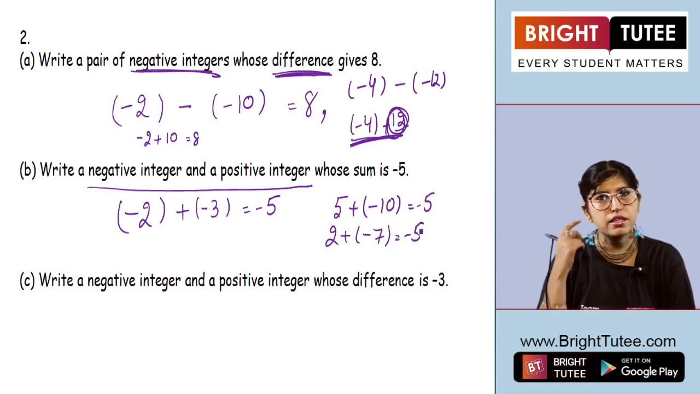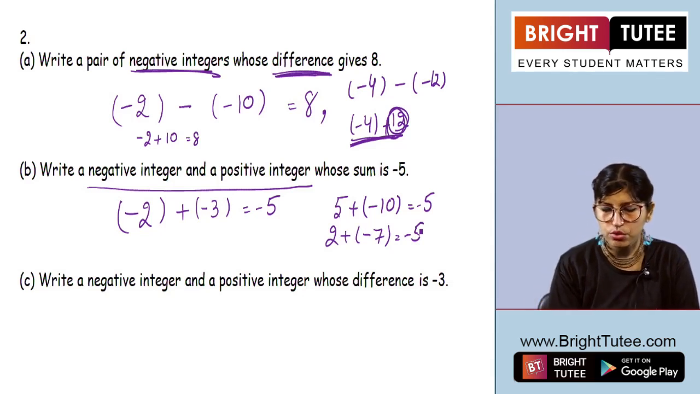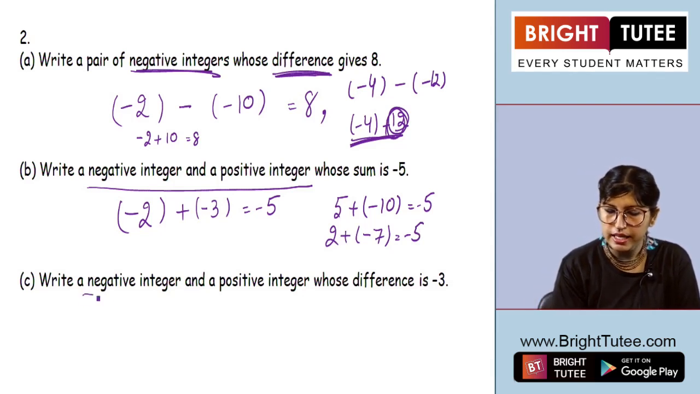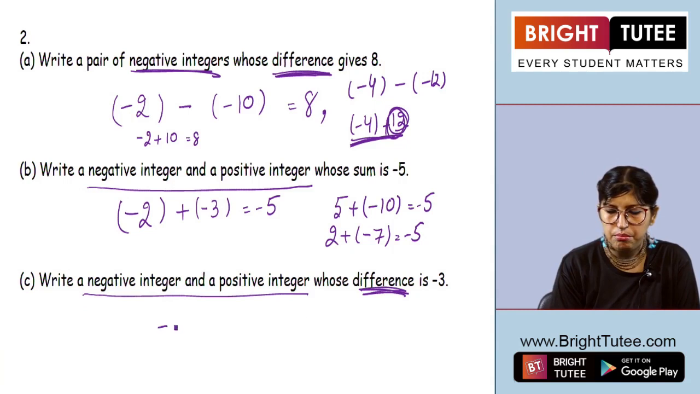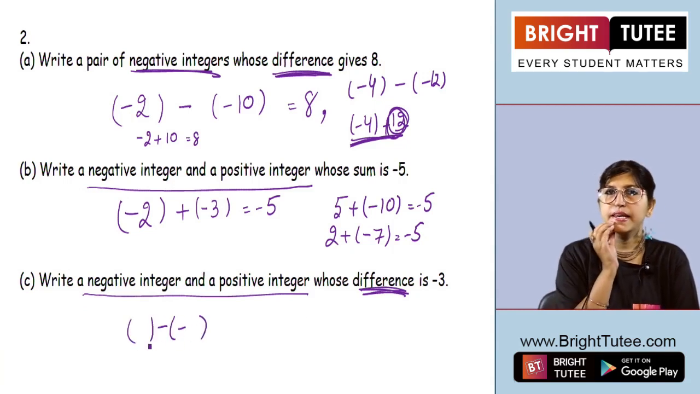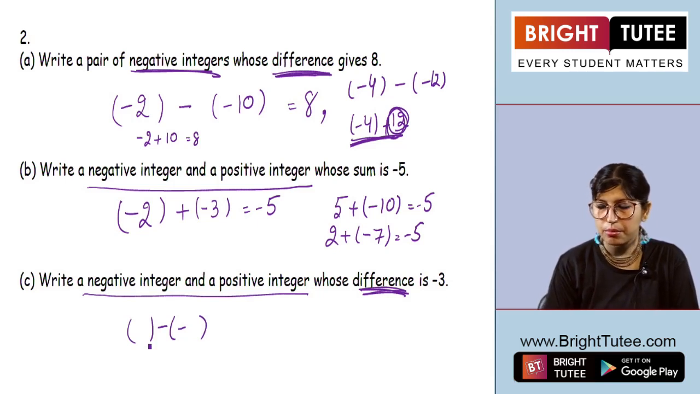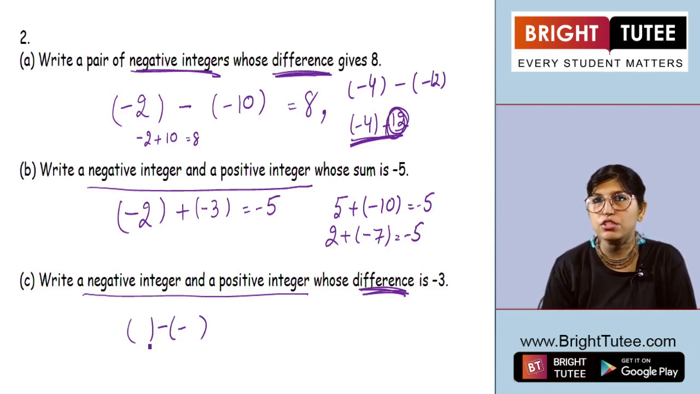So once you understand the concept, you can easily find out the pairs which we have. Now let's move on to the C part. Now it says again, I need a negative and a positive integer, but the difference should be -3. So in this sense, that should be somewhere like this. So there will be a positive number, so there will be difference, and there will be a minus sign, and I need it as -3.